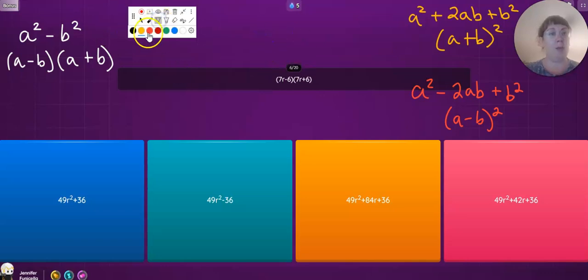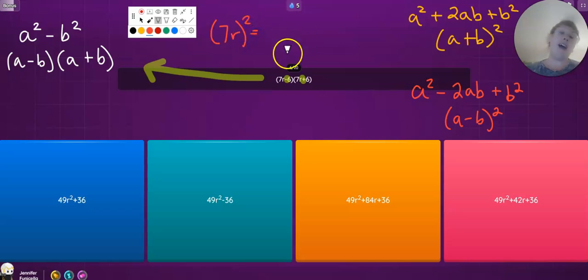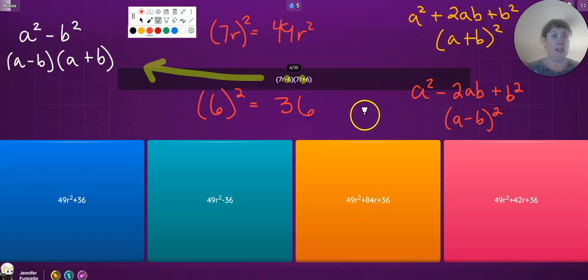Okay, this next problem has a minus and a plus. So when we have 1 minus and 1 plus, we're looking over to the left at the difference of perfect squares. Our first value is 7r. So when we square that, 7 squared is 49, and then r squared. And then we have a 6, and when we square that, we get 36. So it's the difference of perfect squares, so it's 49r squared minus 36. Perfect.